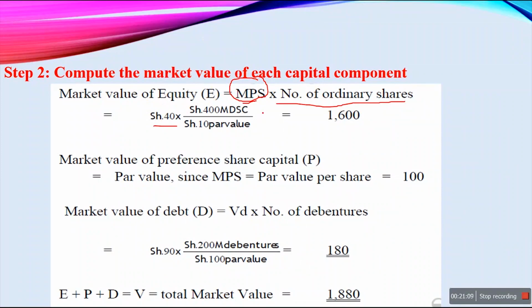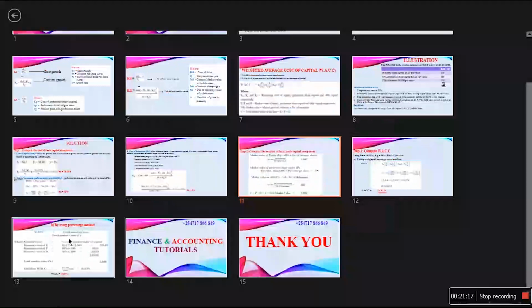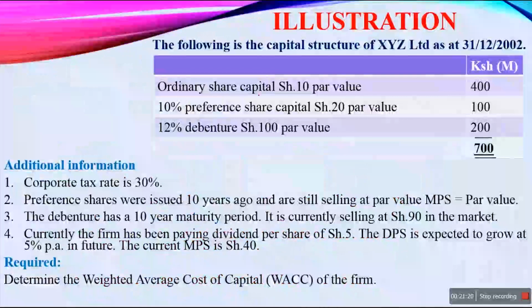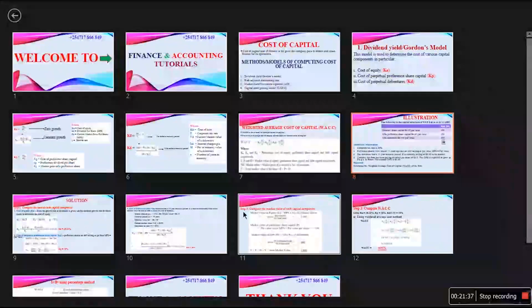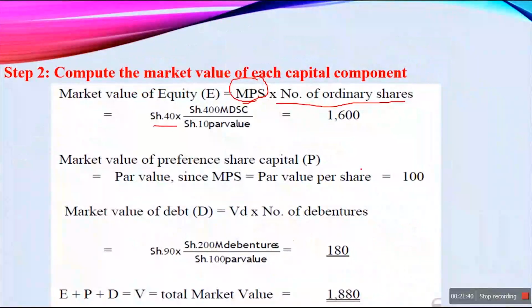This is our MPS. To know the number of shares that were traded, just get back to the total value that was raised in issuing the shares. So if you look at the ordinary shares, they raised 400 million and each share was sold at 10 shillings. So to know the number of shares, you divide the 400 by 10 in order to get 40 million shares. So number of shares will be 400 divided by 10. These figures are in millions, so you get 1600 millions.